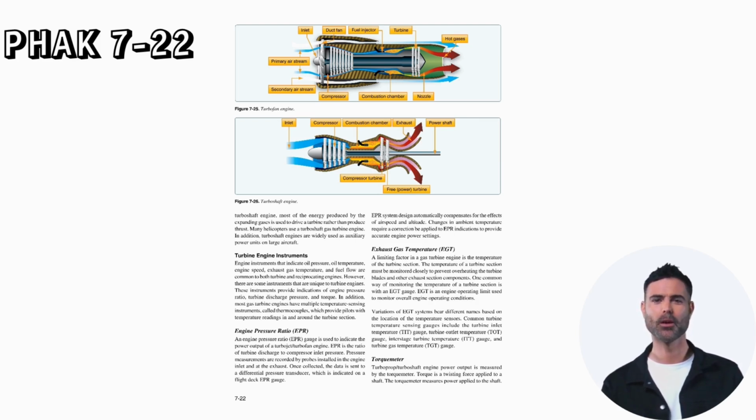Engine pressure ratio (EPR). An engine pressure ratio (EPR) gauge is used to indicate the power output of a turbojet or turbofan engine. EPR is the ratio of turbine discharge to compressor inlet pressure. Pressure measurements are recorded by probes installed in the engine inlet and at the exhaust. Once collected, the data is sent to a differential pressure transducer, which is indicated on a flight deck EPR gauge.